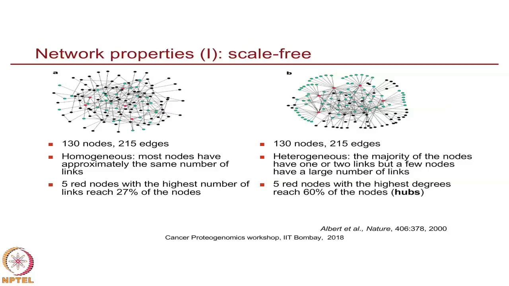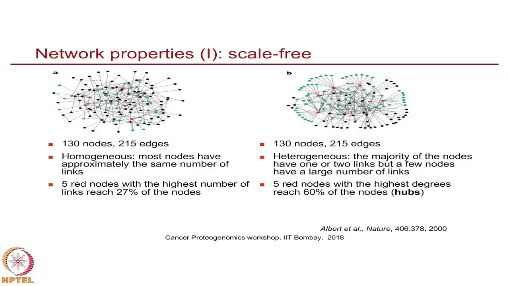The 5 red nodes, with the highest number of links, only reach 27% of the other nodes. But if you look here, the nodes are very heterogeneous, meaning some of them have a lot of links, but most of them only have 1 or 2 links. In this network, the 5 red nodes with the highest links can reach 60% of the other nodes in the network. So the nodes are very similar in this network, and the nodes are not similar in this network.